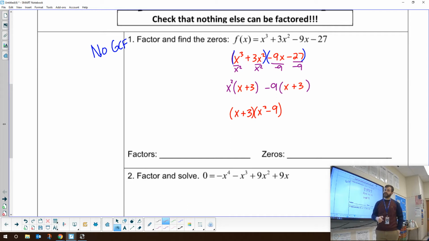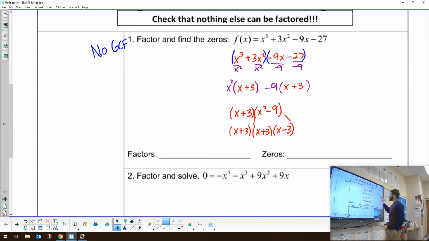But then we need to check that nothing else can be factored. And unfortunately, we see one that can be factored, this x squared minus 9. That x squared minus 9 is a difference of squares. So I can rewrite that x squared minus 9 like this. We can change it to be x plus 3 times x minus 3. Okay? So we fully factor it out. This x squared minus 9 changes to this.